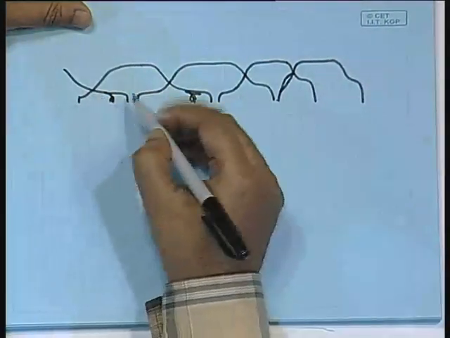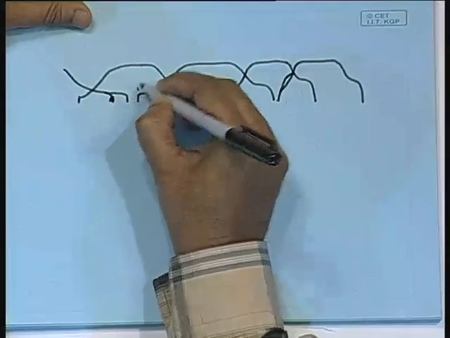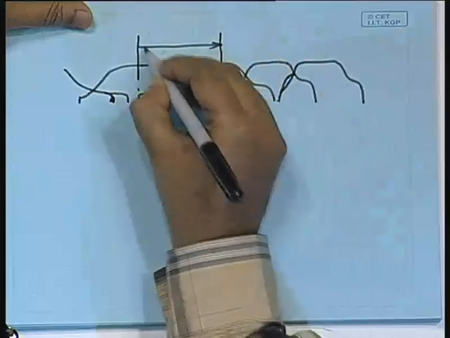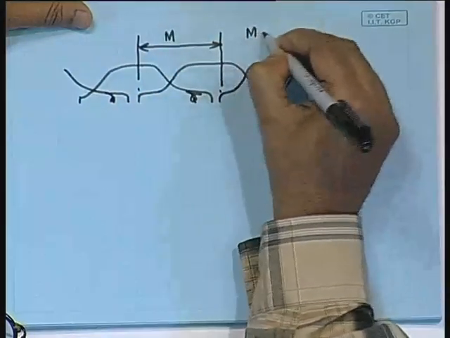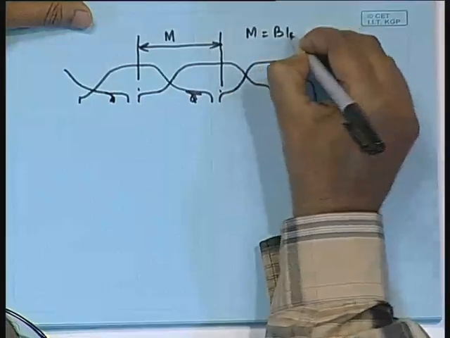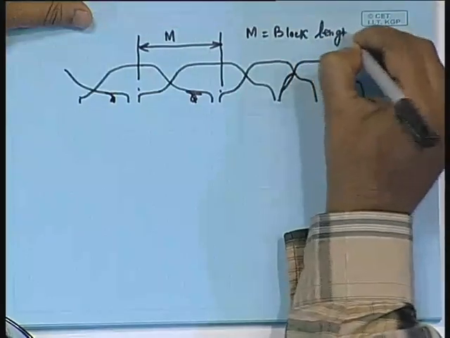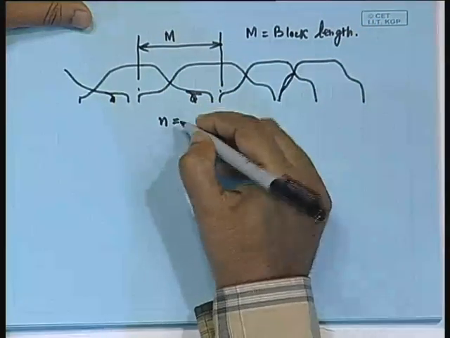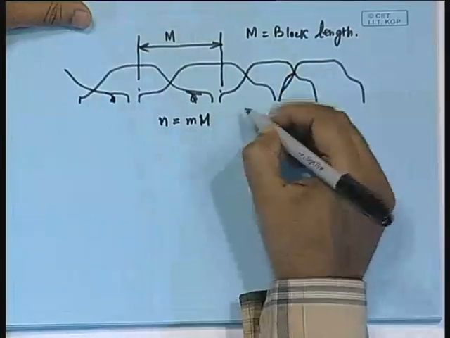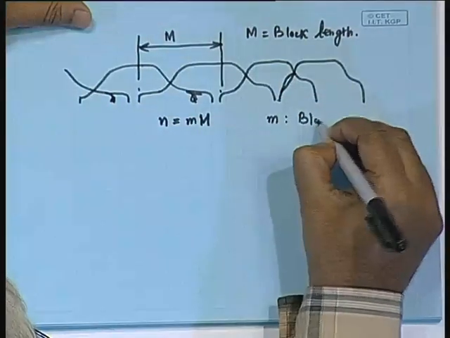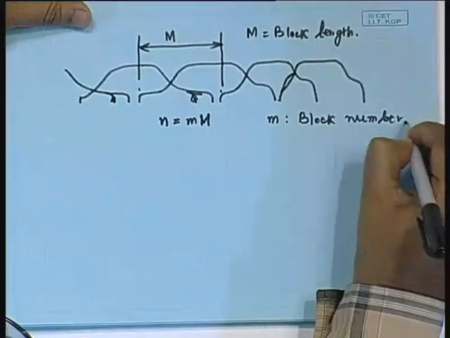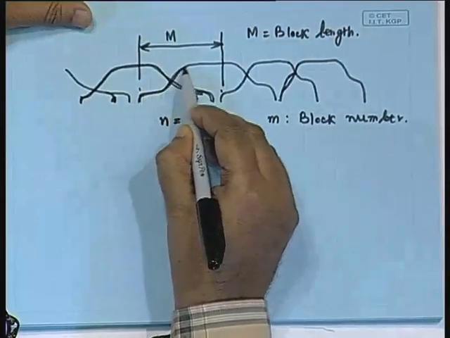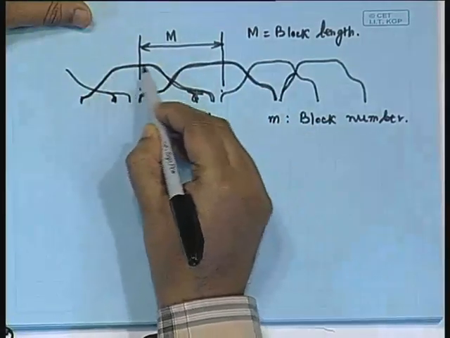Now, what I mean to say is that supposing this duration from here to here, in between these windows, we are having M number of samples. In this case, capital M is our block length, and we have the sample index n equal to small m into capital M, where small m happens to be the block number. This is one block of samples, and this is the next block of samples. So, can you see the overlap? This block of samples has got this much.